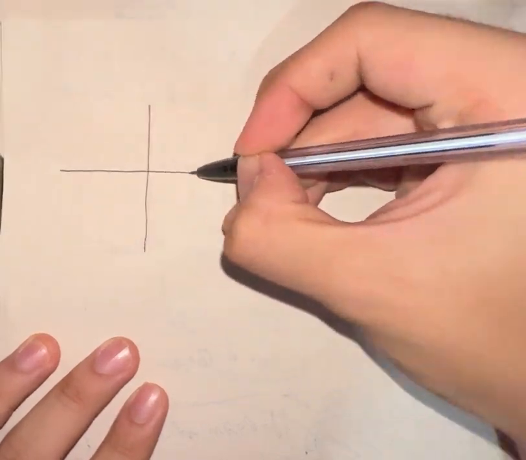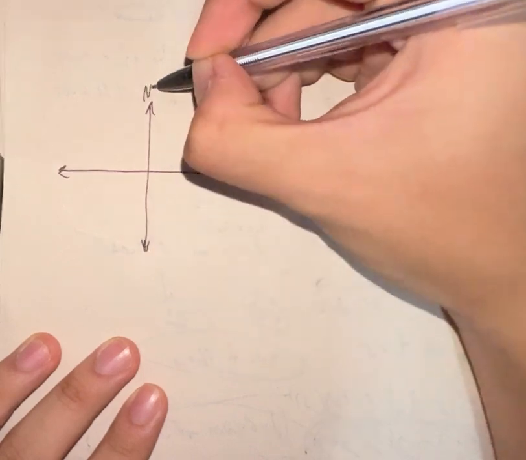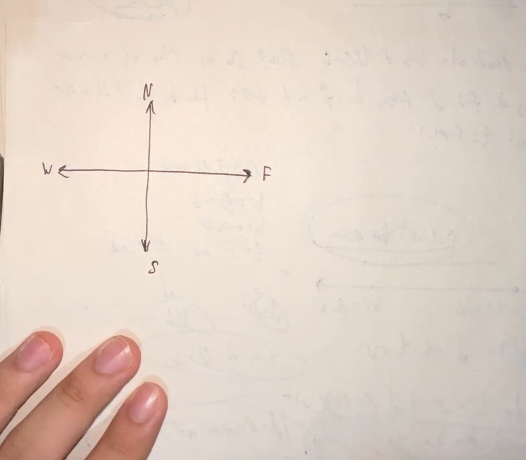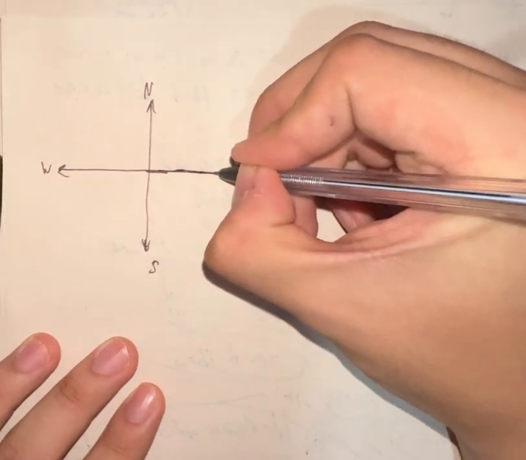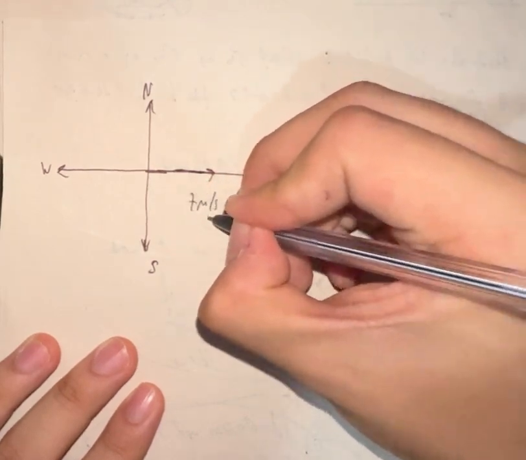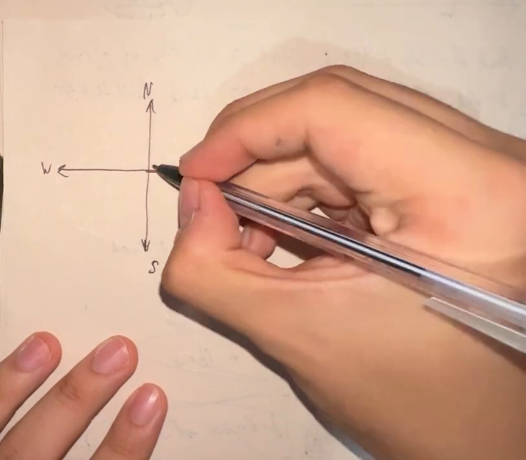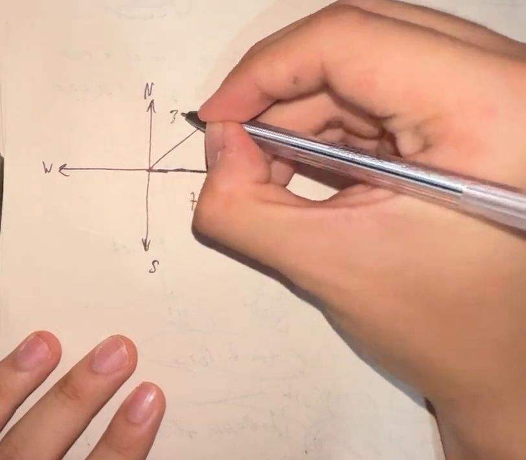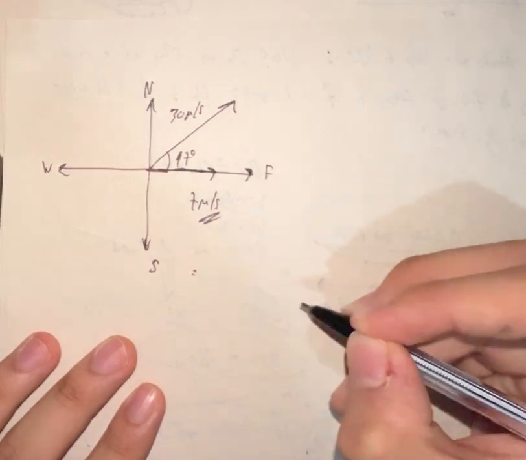North, west, east, and south. Now it's running at 7 meters per second. So that vector would immediately be 7 meters per second to the east right here. Throws a frisbee at 30 meters per second at an angle of 47 degrees with the horizontal. So that's 30 meters per second here, 47 degrees with the horizontal.